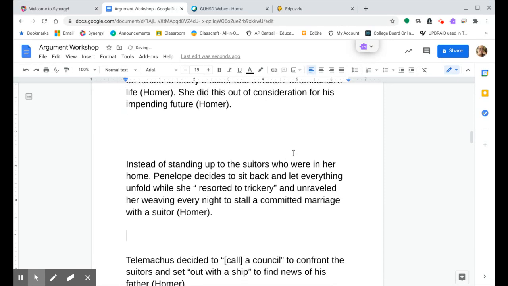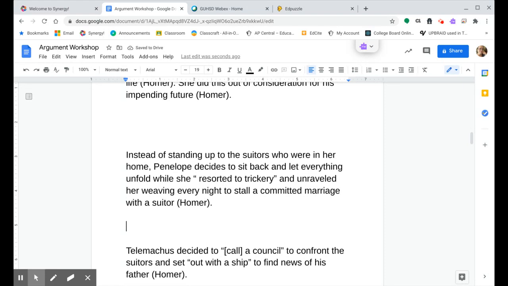Instead of standing up to the suitors who were in her home, Penelope decides to sit back and let everything unfold while she resorted to trickery and unraveled her weaving every night to stall a committed marriage with a suitor. This time I'm going to make you tell me, what is it? Is it excelling? Is it correct? Is it incorrect?